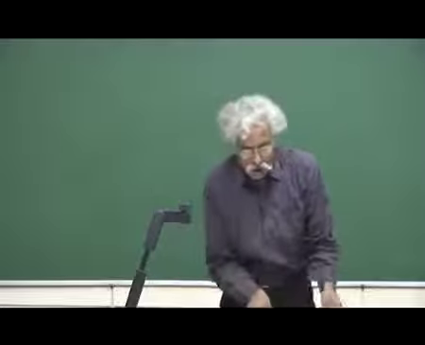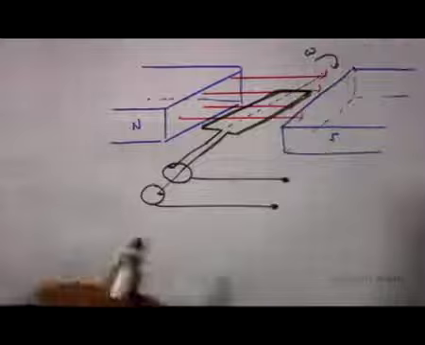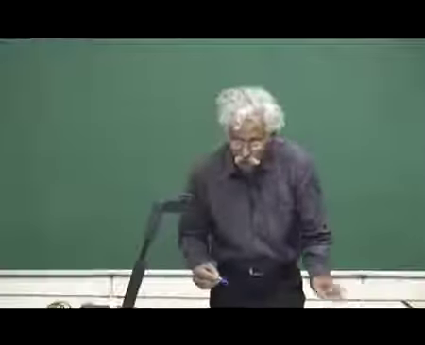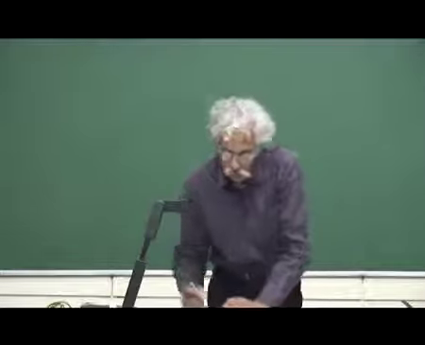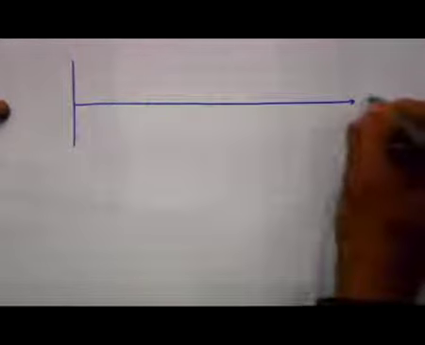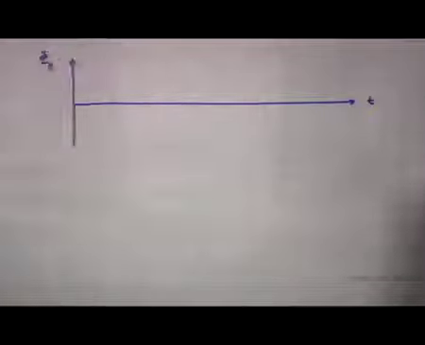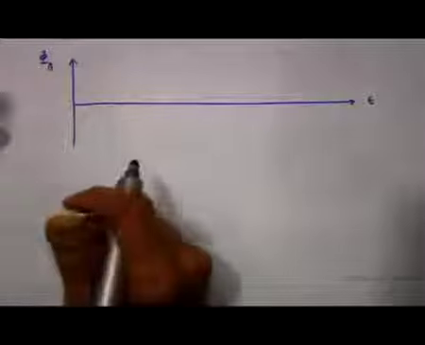So, let me assume that this rotation is at an angular frequency omega, where omega is the angular frequency of rotation. Let me try to draw what happens as a function of time. Here is the diagram. Let me draw the magnetic flux as a function of time. Let me start by looking at the coil.